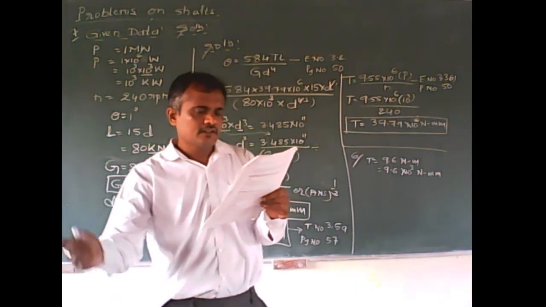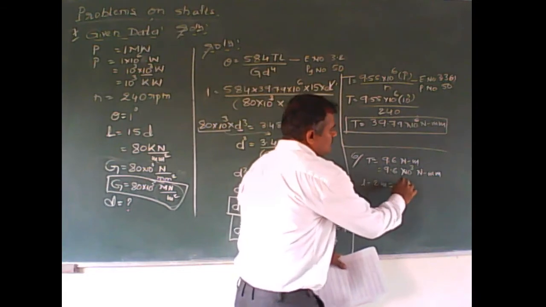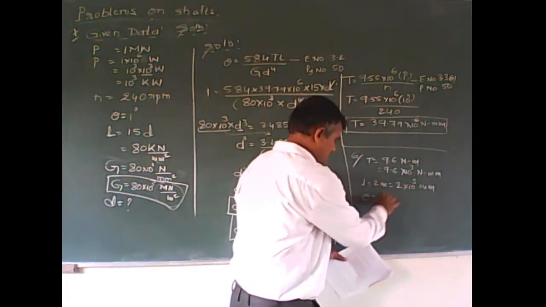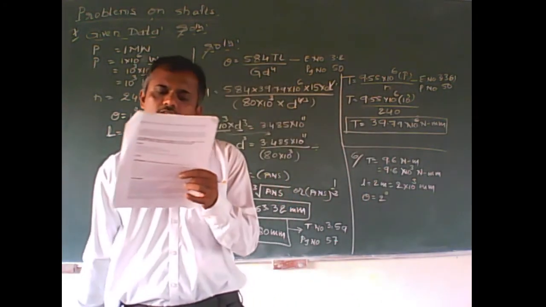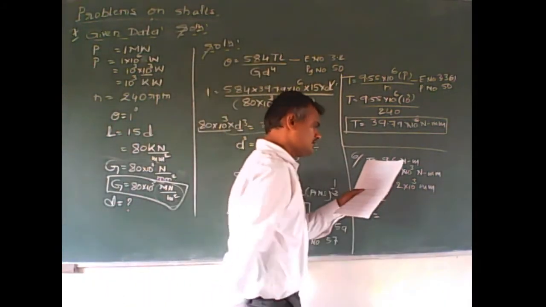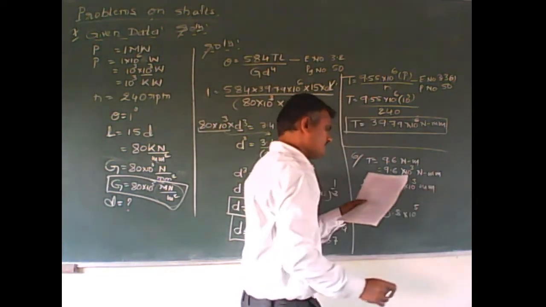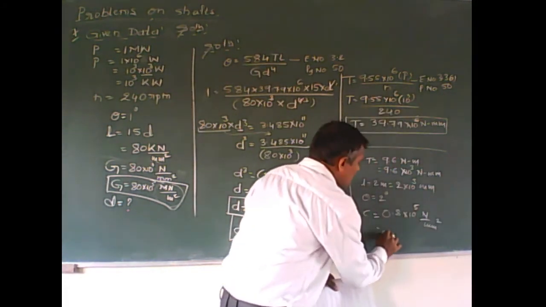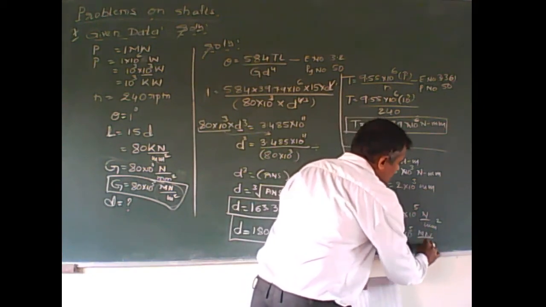Afterwards it says the angle of twist over a length of 2 meter is given. You can write it as 2 into 10 raised to 3 mm. And theta is also given, which is 2 degree. Calculate and estimate the required diameter of the shaft. C is also given as 0.8 into 10 raised to 5 newton per mm square. This I can write as 0.8 into 10 raised to 5 mega newtons per meter square.